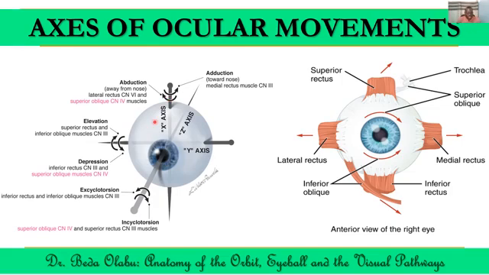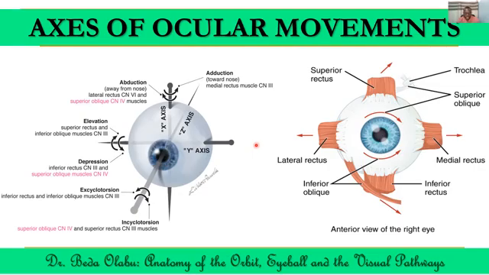Finally, we have the anteroposterior axis. The anteroposterior axis allows rotation of the eye. Medial rotation, as this arrow shows, is what we call intorsion. And lateral rotation, as this arrow shows, is what we call extorsion. So there is intorsion and extorsion of the eye.